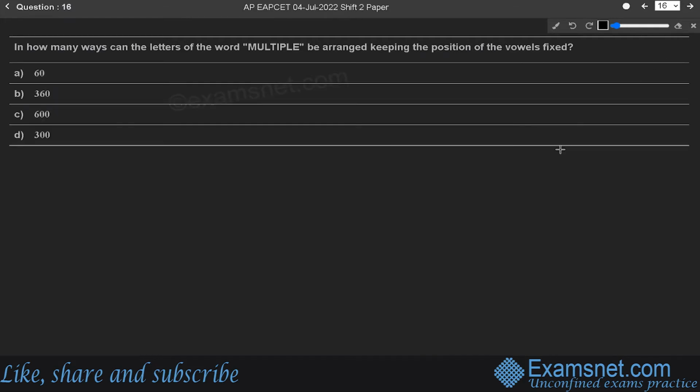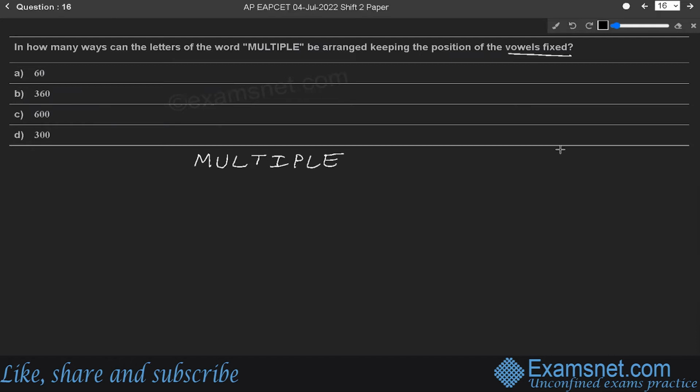Next question is from probability. In how many ways can the letters of the word MULTIPLE be arranged, keeping the position of the vowels fixed? See, we have a word which is MULTIPLE, M-U-L-T-I-P-L-E. In this word, we have to fix the position of vowels and find in how many ways the letters can be arranged, keeping the positions of all the vowels fixed. So firstly, we know that vowels are fixed here. We must arrange only the consonants.